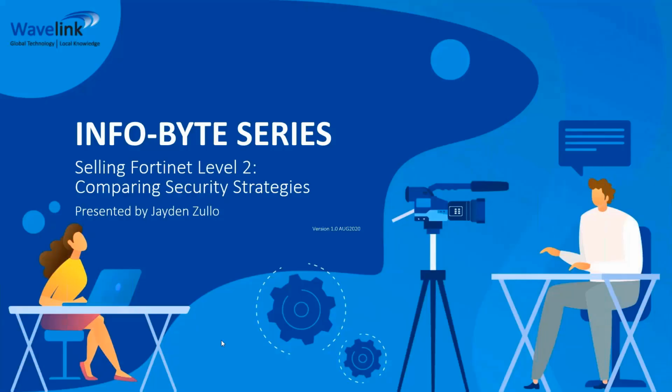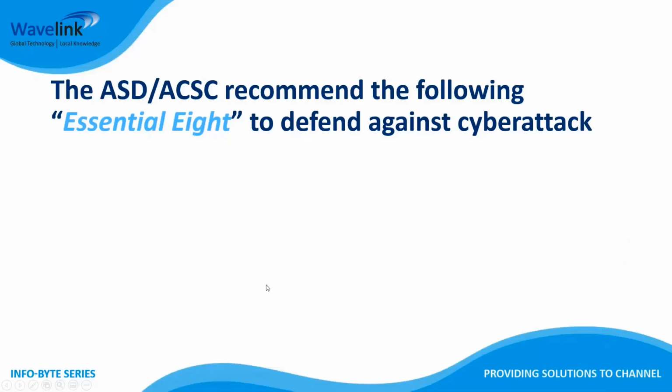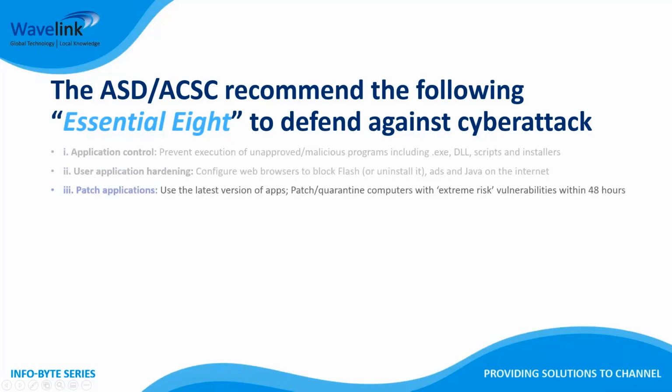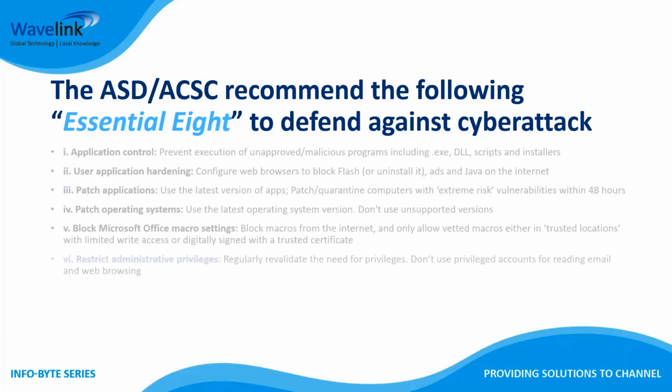So everyone, we've got here the second continuation of what we did last quarter for our InfoByte series, which is around positioning Fortinet. So this one I've called level 2, which is comparing security strategies. Those who attended the previous session will remember that we've got the Australian Signals Directorate, or the Cybersecurity Council, and their Essential 8. You've probably heard it 1,000 times, but it really is important to know these, because what these are built around is making sure a small business has the protection they need against cybersecurity threats.